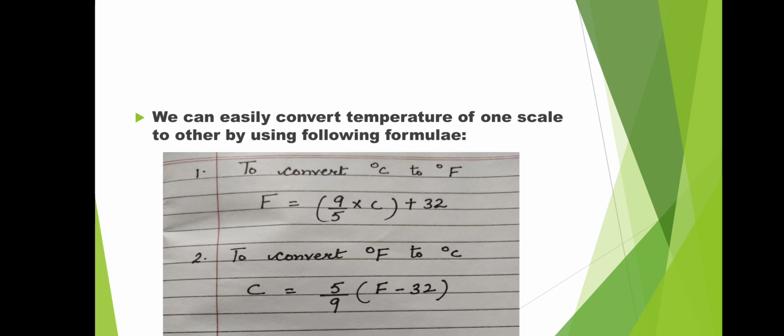And we can easily convert the temperature of one scale to another by using the following formulas. So if we want to convert degrees Celsius to degrees Fahrenheit, the formula that we have to use is F equals 9 by 5 into C plus 32. And if we want to convert degrees Fahrenheit to degrees Celsius, then the formula becomes C equals 5 by 9 bracket F minus 32. So you have to learn these two formulas to convert degrees Celsius to Fahrenheit or degrees Fahrenheit to degrees Celsius.